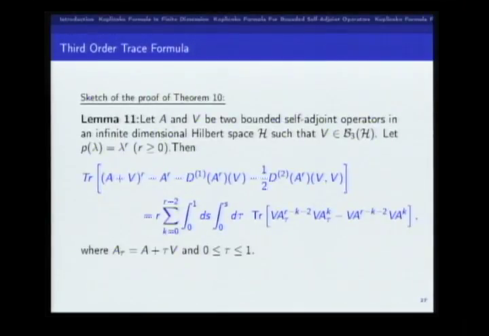expression for the third order, trace of the perturbed function minus the unperturbed function minus the first derivative minus half the second derivative. So this is the mean value theorem, I mean the Taylor expansion up to the second order here on the left hand side. And that is given as this. Notice there is this, now previously I had a single integral, now I have a double iterated integral. Okay.